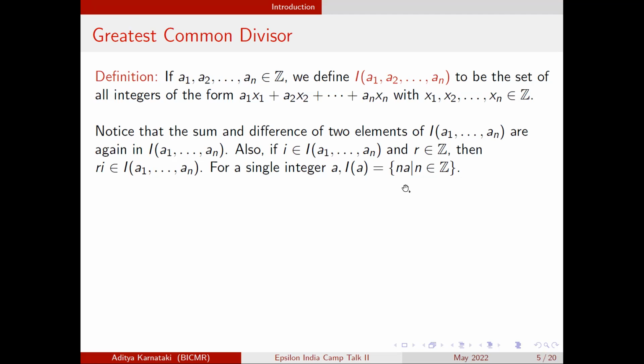So with sum and difference, and multiplying by any integer, you again get something in the same set. That is all. As a special case, for a single integer a, if you have only one integer, I of a is just all multiples of a. That's the definition. You just multiply, so you have a, 2a and 3a, and on the other side negative a, negative 2a, negative 3a, and so on.